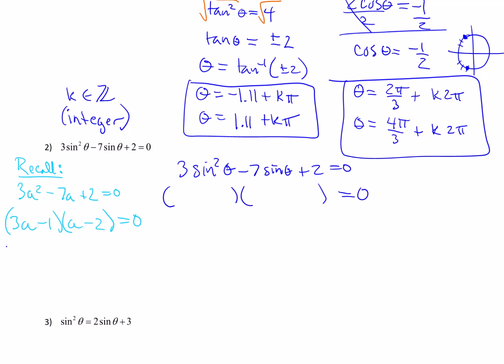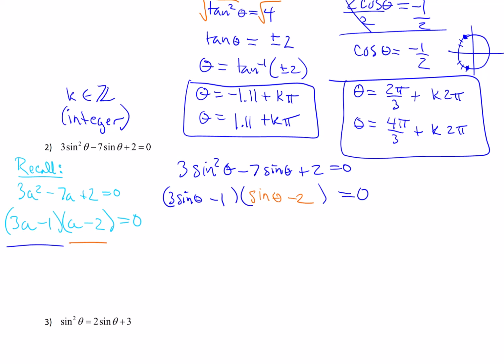So I'm going to put, instead of 3a minus 1, we're going to put 3 sine theta minus 1. And then instead of what we had for our second factor, a minus 2, we'll put in sine theta minus 2. And we can now be confident that if we FOIL or multiply these together, we will get the original left side of the equation here. And of course, you can always double check that if you'd like, just to make sure you've got that, either just with the algebra, factoring review, or with the actual trig.